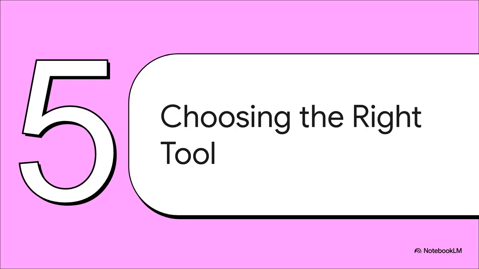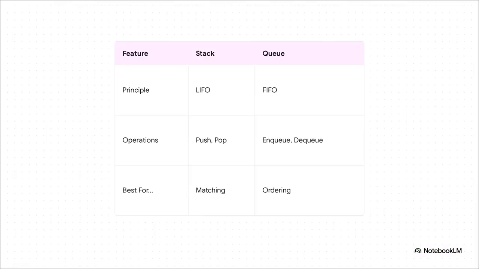So we have these two simple yet really powerful tools that operate on completely opposite principles. And the key to elegant problem solving is simply knowing which one to pick for the job at hand. Let's just break it all down one more time. A stack is LIFO, last in, first out. It uses push and pop. It's your go-to for problems that need reversal or matching up pairs, like our parentheses puzzle. A queue is FIFO, first in, first out. It uses enqueue and dequeue.